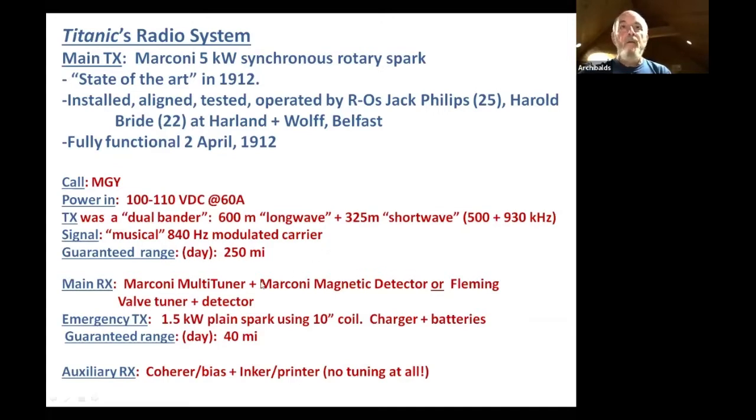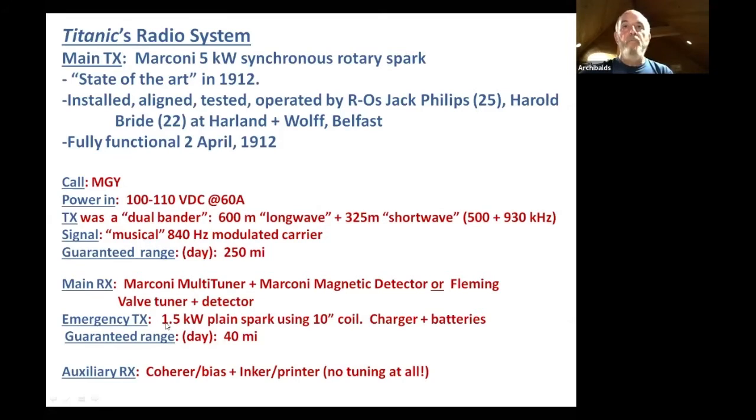So the receiver, and we'll have a look at these things. I'm going to go into the gear in some detail, at least because it interested me. Something called the multi-tuner, which was an excellent way to select a narrow band of frequencies out of the spectrum, which most other radios didn't have, and something called the Marconi Magnetic Detector, or the Maggie. They also had a Fleming valve tuner for the detector. It was either one or the other. And you may remember that Ambrose Fleming invented the diode, and this was his invention that they were trying out.